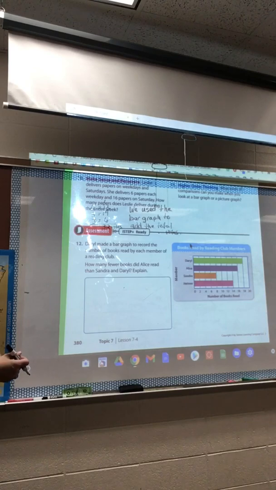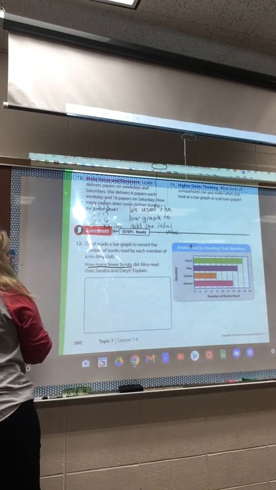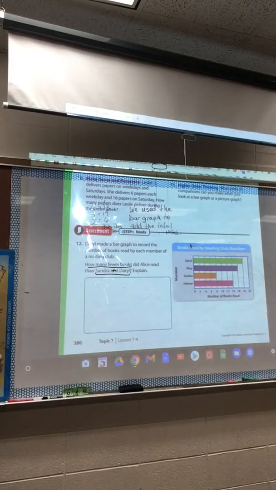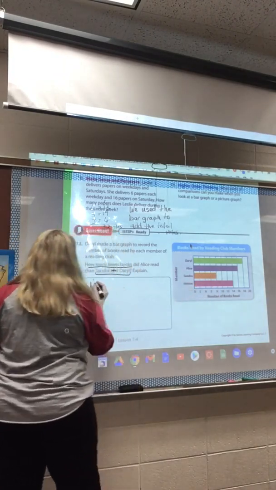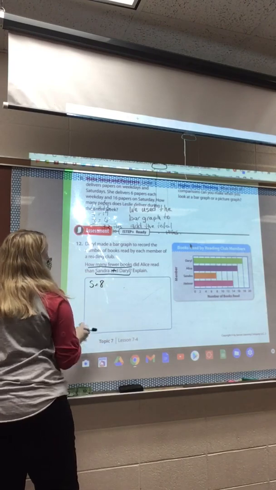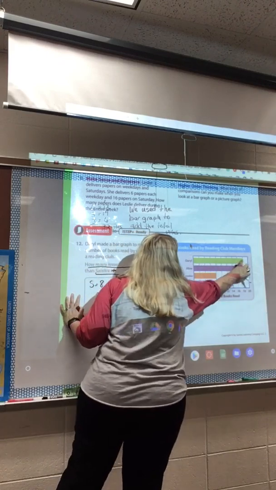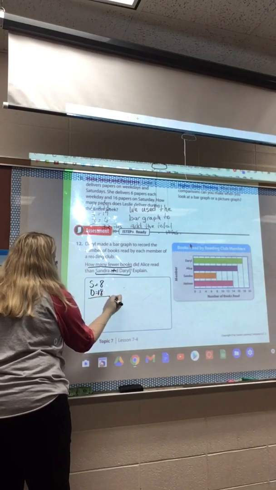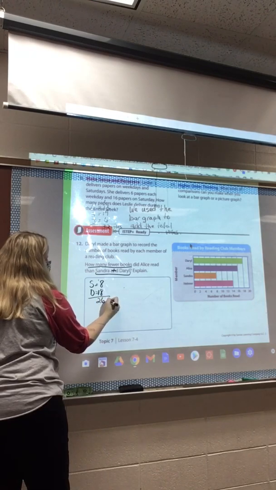Daryl made a bar graph to record the number of books read by each member of the reading club. How many fewer books, sounds like we're subtracting, did Alice read than Sandra and Daryl? There's that and again. Okay, so let's find out. How many did Sandra read? 8. And how many did Daryl read? 18. Okay, so if I add those together, 8 plus 8, 16. Daryl, what? Yep.